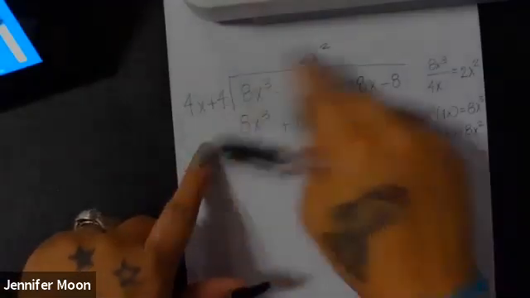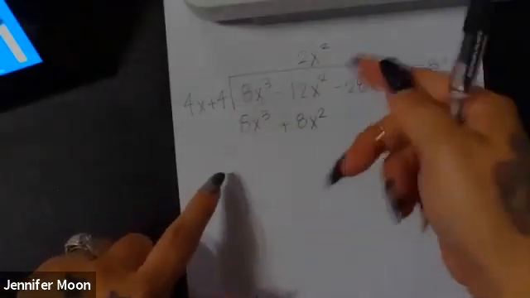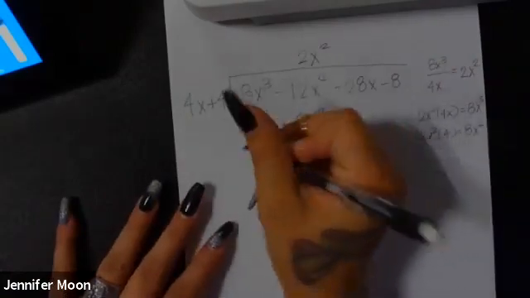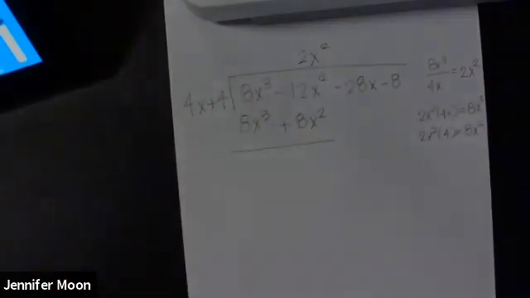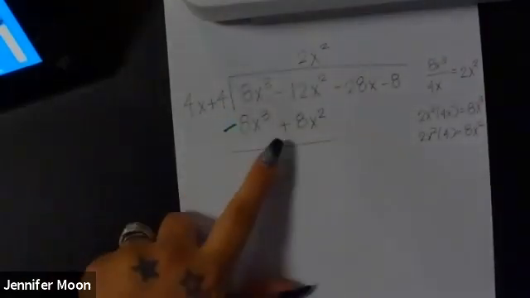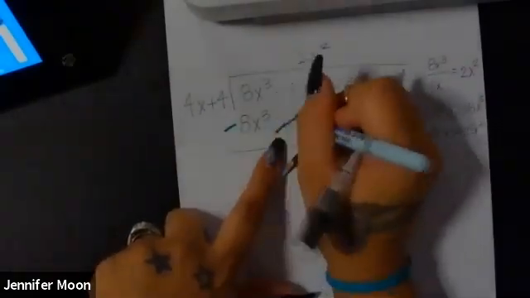I no longer have anything else on the outside to divide it by. So what I do is I subtract. And what I mean by subtract is change it, whatever the sign is. This first term was positive, now it's negative. This second term was positive, now it's negative.